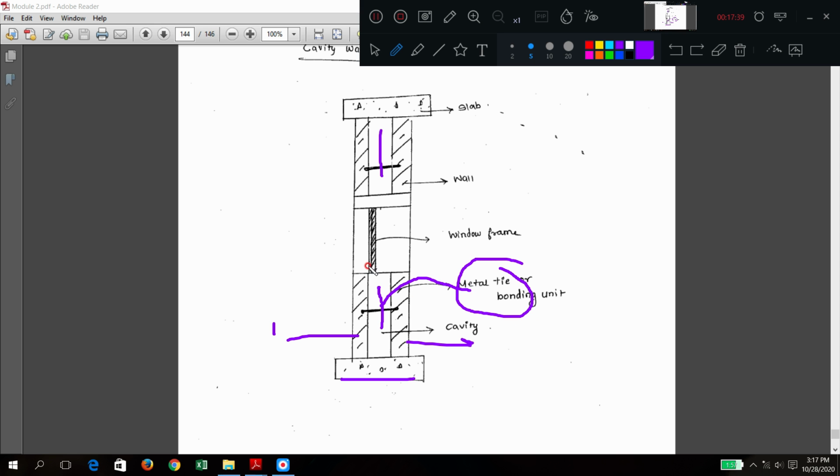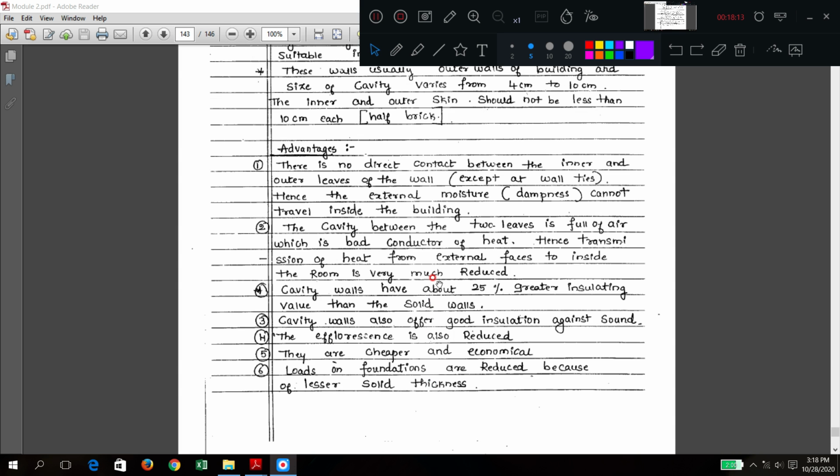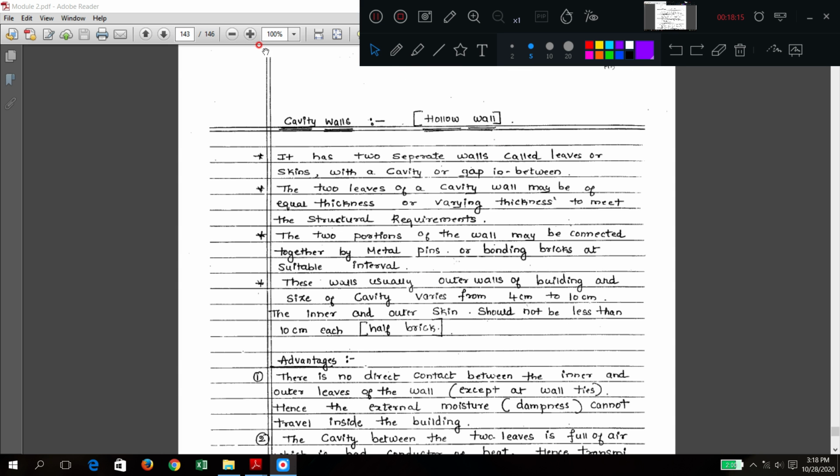Above that they have placed the window frame. Again, this is what I expect you to answer: the portion which is coming on the top of window and door is the lintel. After the lintel, some more height of masonry is constructed and it is joined by some metal pin. There will be a slab. This is a typical cross section of cavity wall: cavity, metal tie, masonry, that is wall, and window frame. That is the explanation we can give here.